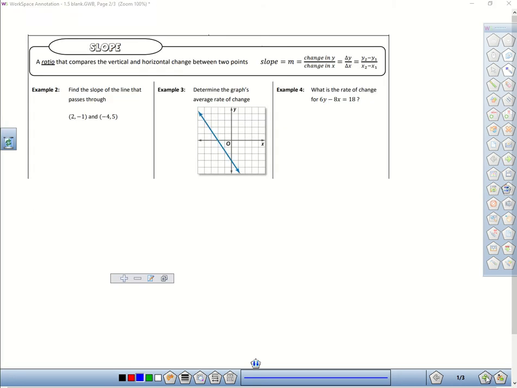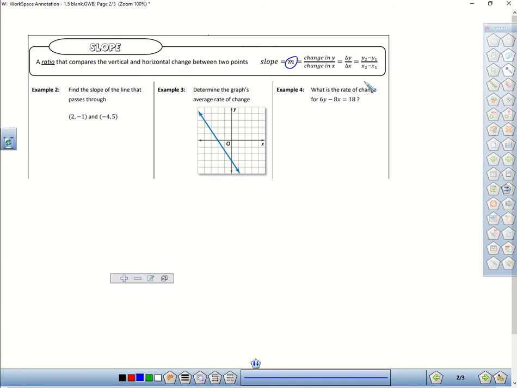Now moving on, now we're going to talk about slope. Slope is a ratio that compares the vertical and horizontal change between 2 points. So slope is often denoted as m when we're talking about linear equations and functions. So it denotes the change in y over the change in x. Like we said, we use the symbol delta, and we do y2 minus y1 over x2 minus x1. Now, these subscripts are very important because when you're determining rate of change or slope, you need to make sure that you're going in the same order for both the y and the x.